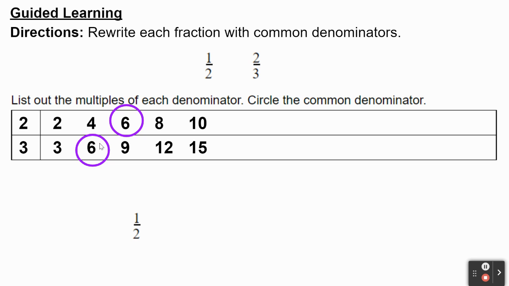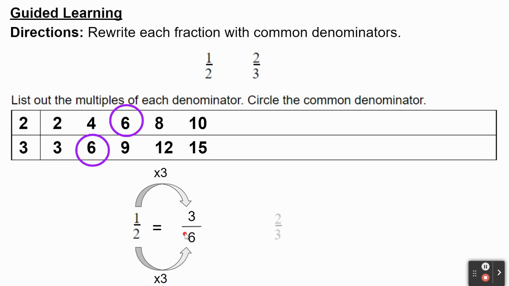So we're going to rewrite 1/2 as something over 6. So we'll have our equal sign, and in the denominator, we'll put 6. Now let's think, what do we multiply by 2 to get to 6? Well, 2 times 3 equals 6. So since we're multiplying by 3 on the bottom, we're also going to multiply by 3 on the top. 1 times 3 is 3. So that means 1/2 and 3/6 are equivalent fractions.